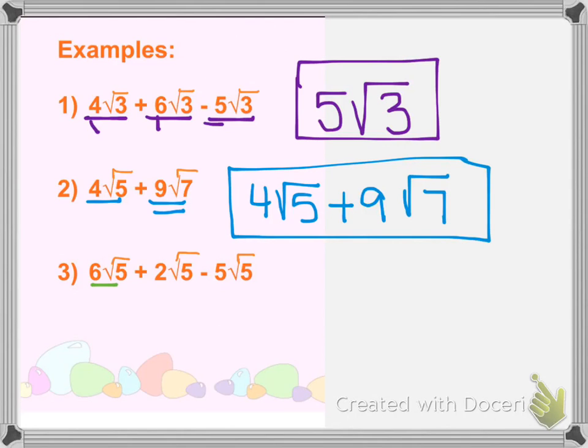Go to the next one. Radical 5, radical 5, radical 5. You can put all of them together. So 6 plus 2 is 8, minus 5 is 3, and the root stays the same.